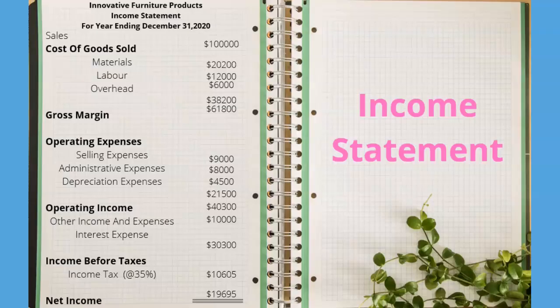Now we come to the income statement, a completed income statement. You can see the terms we use: the sales, the cost of goods sold, which includes material, labor, and the overhead, the operating expenses, two categories, selling and administrative, and there you go, there's the depreciation expenses. Now, this has a net income of $19,695, but it can also be a net loss.